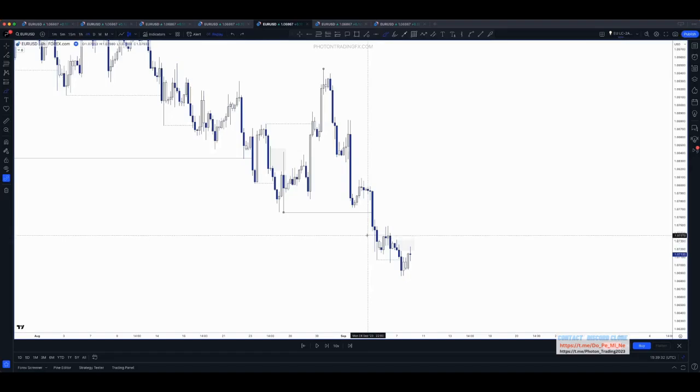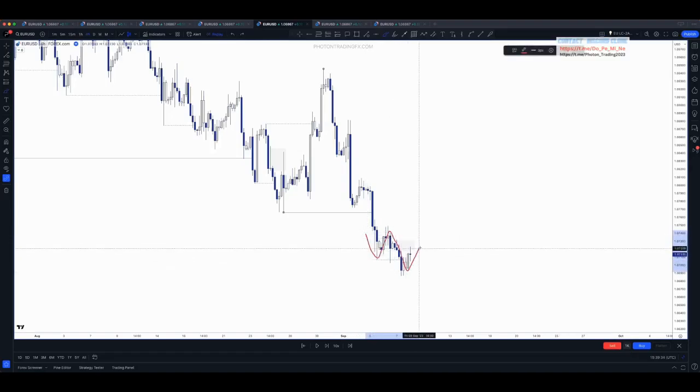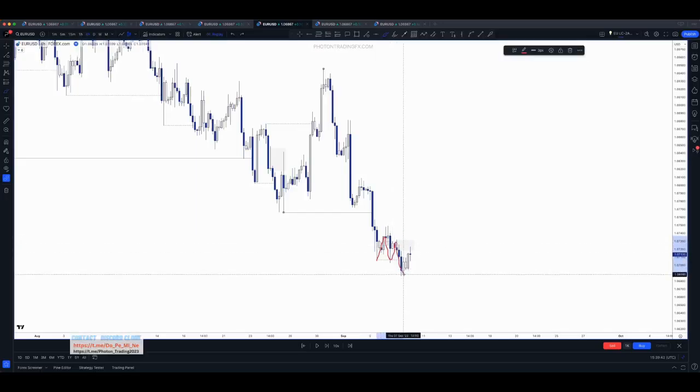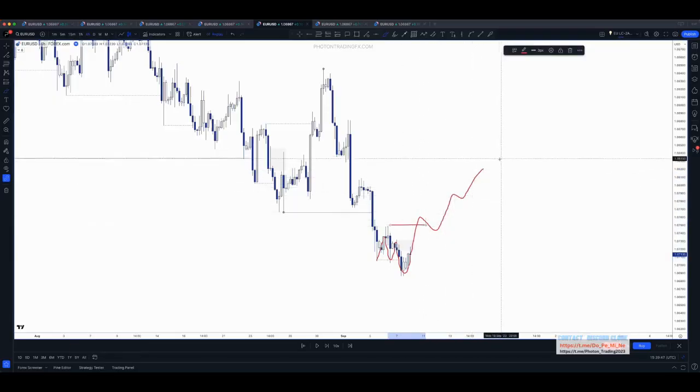So now the question becomes: are we going to get another continuation of that 4-hour internal structure before we see that deeper swing pullback? Or is that the pullback already? We've made these relatively equal lows. This could be the liquidation to then start that movement, right, where we get the bullish IBOS and then have that deeper pullback.